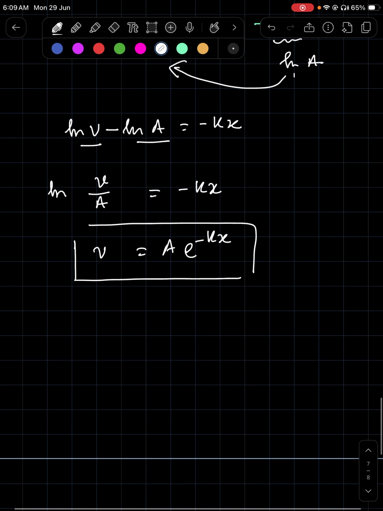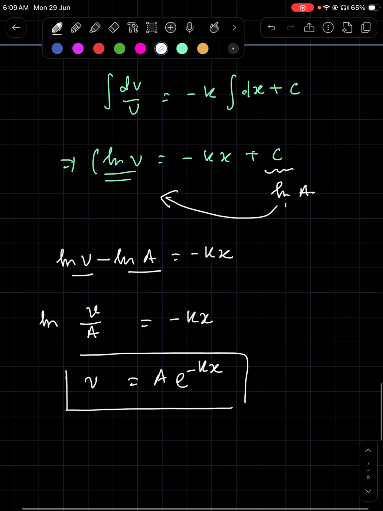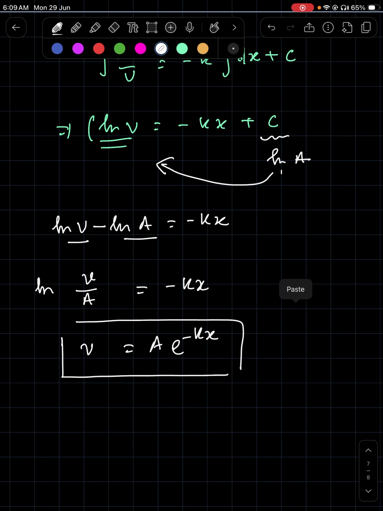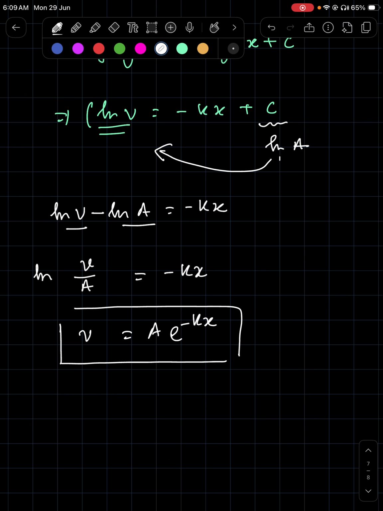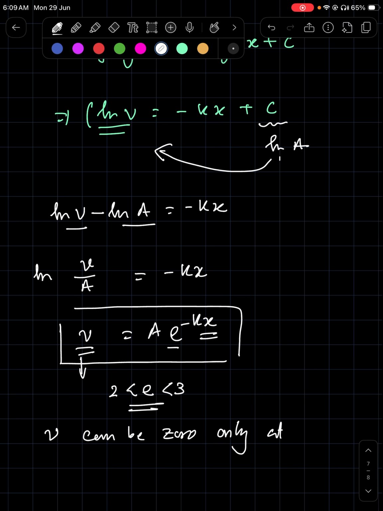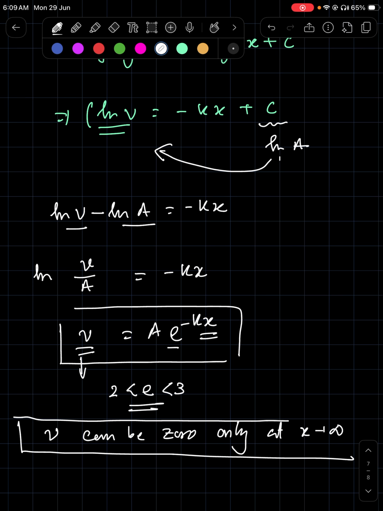Okay. So this actually gives a very important result, which opens up the physical significance of this whole thing. It is telling us that v can become zero only at infinity, right? Because n is greater than 2 and less than 3. So v can be zero only as x tends to infinity. Otherwise, it cannot be zero. So the particle will never stop.